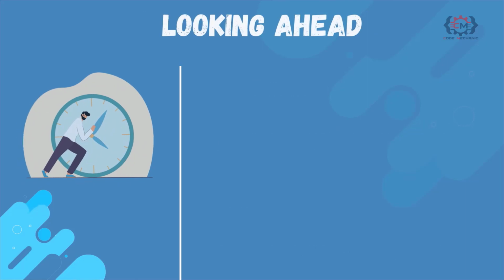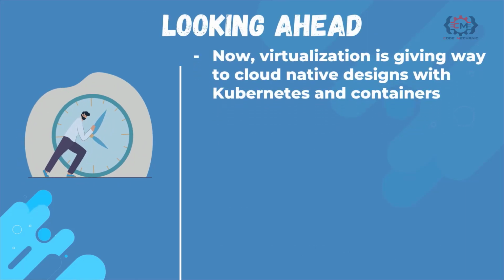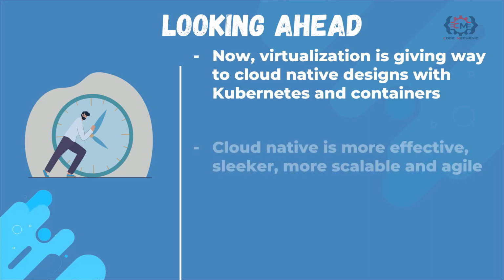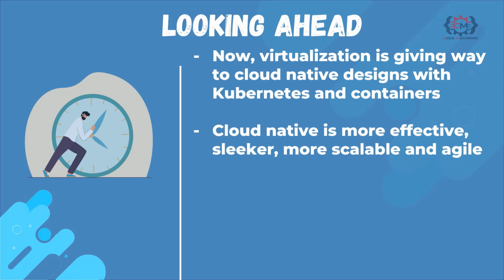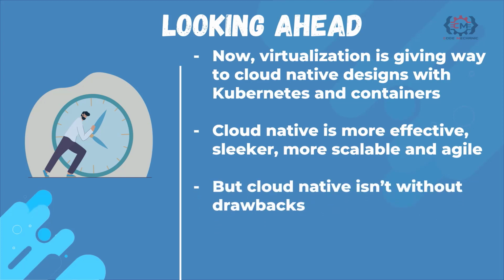And because of this, many of us are eager to migrate many of these traditional applications to new cloud native modern designs where the applications run inside Kubernetes containers. Those containers run inside pods and Kubernetes orchestrates these modern applications, giving them availability and scalability. Although cloud native designs are more effective, sleeker, scalable and agile than traditional designs, they are not without drawbacks. They are severely lacking in standardization, governance, cost management, security, and other areas.